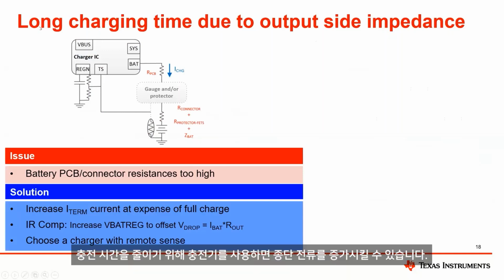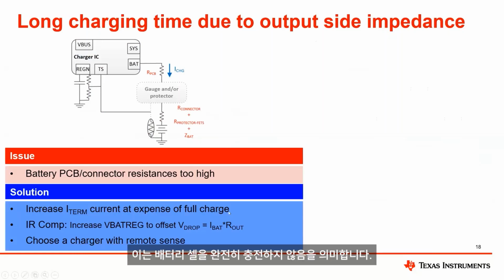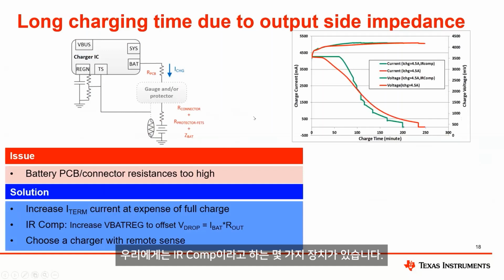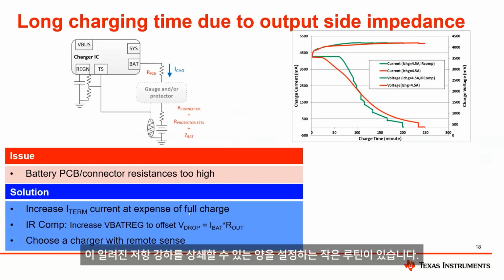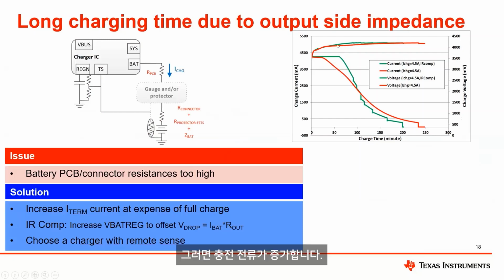But if you want to reduce the charge time, of course, with any charger, you can increase the termination current. That just means that you won't fully charge the battery cells. We do have some devices that have what we call our IR comp. It's just a simple algorithm which artificially increases the BATREG. So let's say that your battery should only be charged to 4.2 volts. Well, we have a little routine where you set the amount by which you want to raise that battery regulation voltage, to offset for this known drop of resistance, and then that allows the charge current to increase.